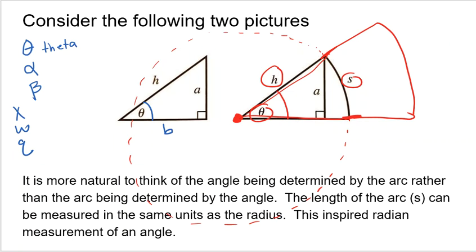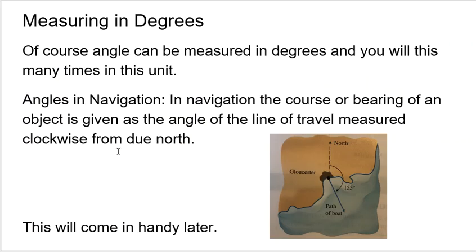Now, this doesn't mean we're going to put degrees to the grave. We're still going to use degrees, in fact, quite a lot, because they are so common in the real world. But radians is a much better way of measuring angles. So let's talk a little bit more about measuring in degrees. Before we move any further with radians, let's talk about measuring with degrees.